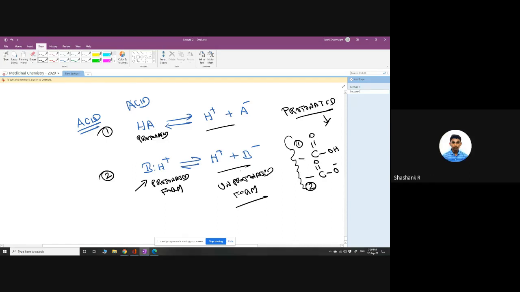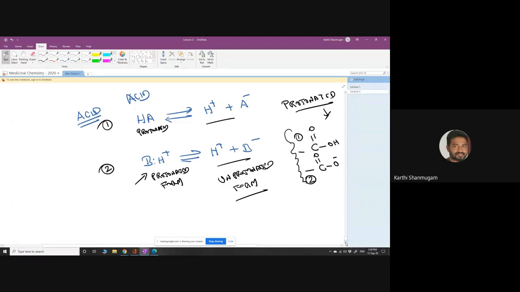Okay. So this is a few things related to acid, base, conjugate base, right? So protonated form, unprotonated form. So why are we talking about all this? Because we are going to solve some problems.